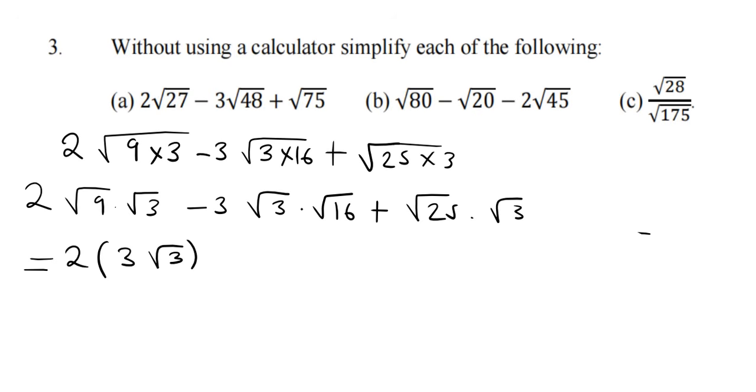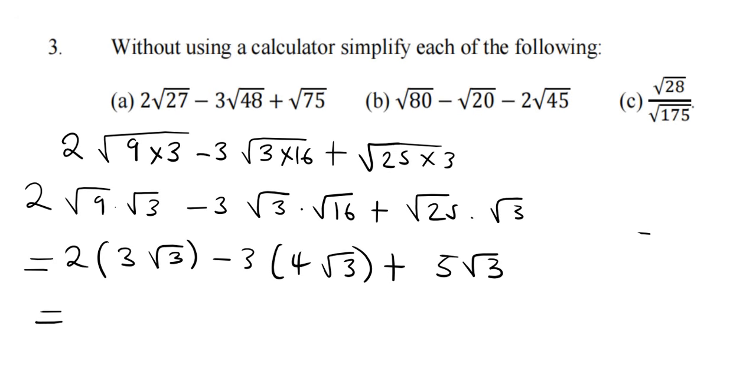Root 3 there, minus 3 root 3. Then the square root of 16 there, it is a 4. Okay, now here we have to be very careful. Let me just write it different. I'm going to put a 4 in front, then I put root 3 there, then plus the square root of 25, it is a 5, then there's root 3 there.